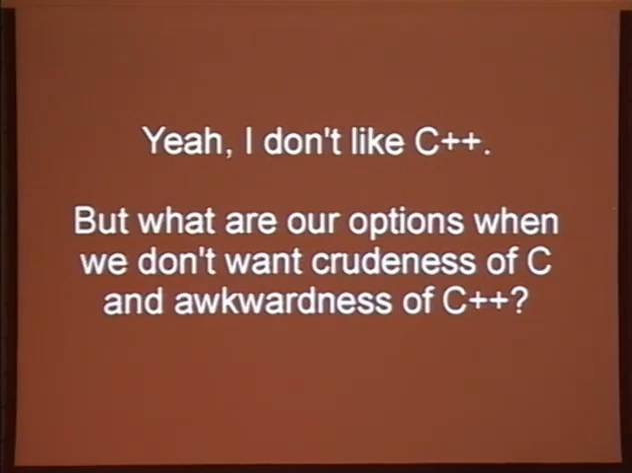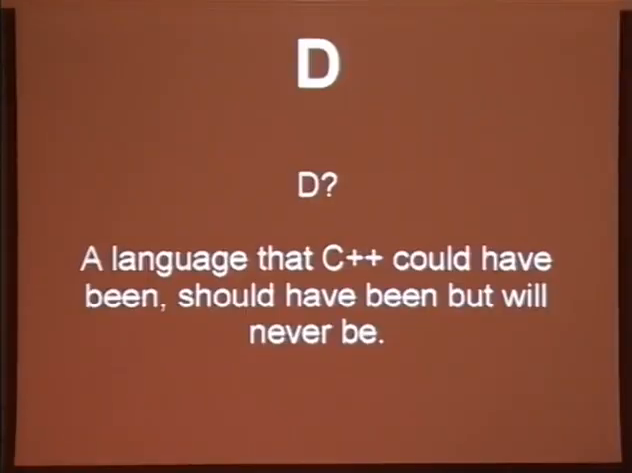So, what option do we have if we're not really into the crudeness and the harshness of C? Remember, I love C. And we don't want this Frankenstein called C++. D. Well, D in one sentence is basically a language that C++ could have been, at some time, a language that C++ should have been but will never be because of the bad design decisions and tight grip on being backwards compatible.